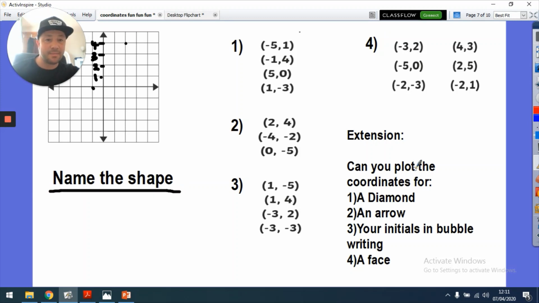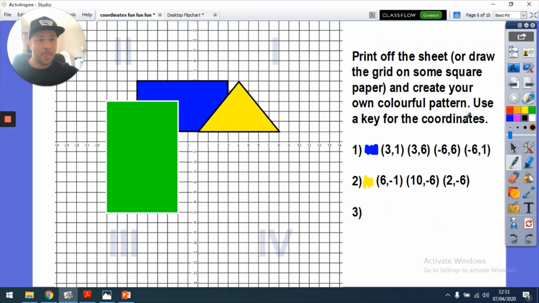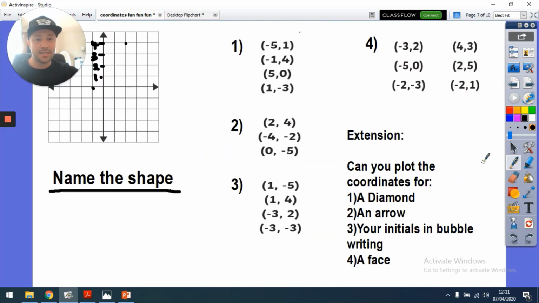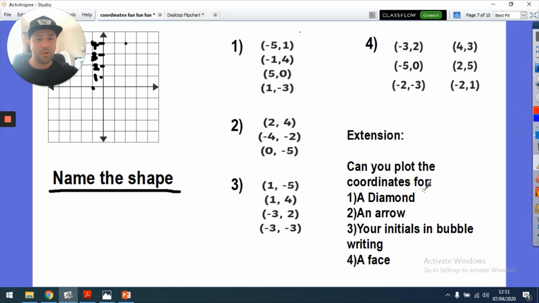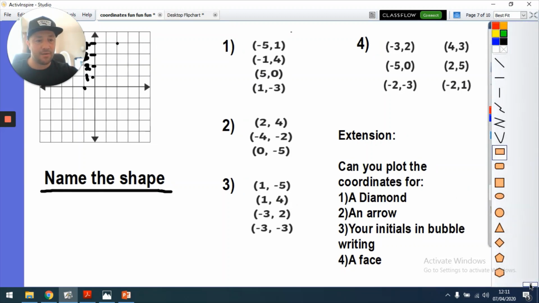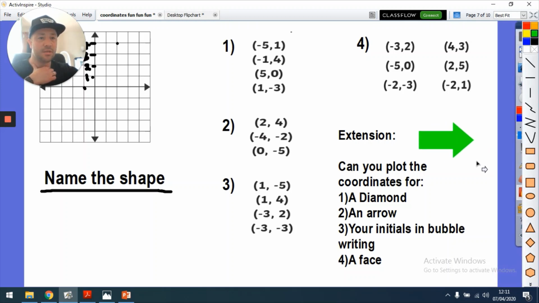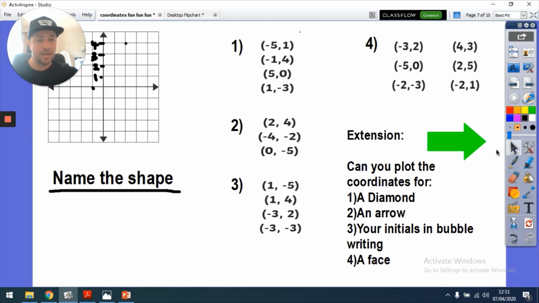So once you've done that, actually print off another one of these big sheets here and have a go at some extension work. So can you plot the coordinates for a diamond? Can you plot the coordinates for an arrow? And it can be any kind of arrow that you would like, but I've got obviously one here, so you could plot the coordinates for an arrow and put that on. So you can have 1, 2, 3, 4, don't forget the corners, 5, 6, 7 different coordinates on there. So you can do that as well.